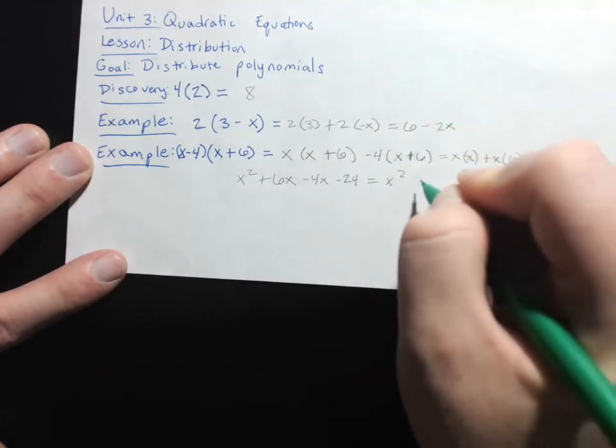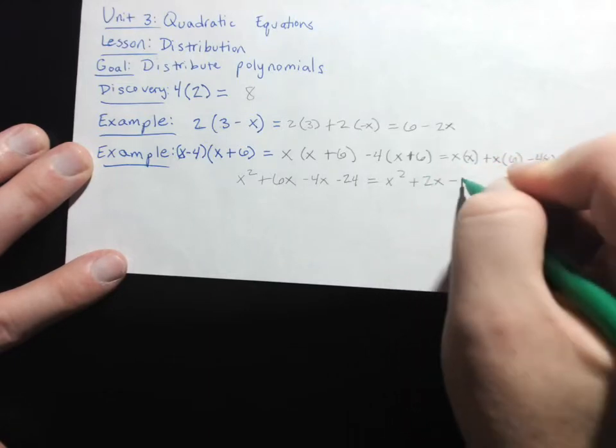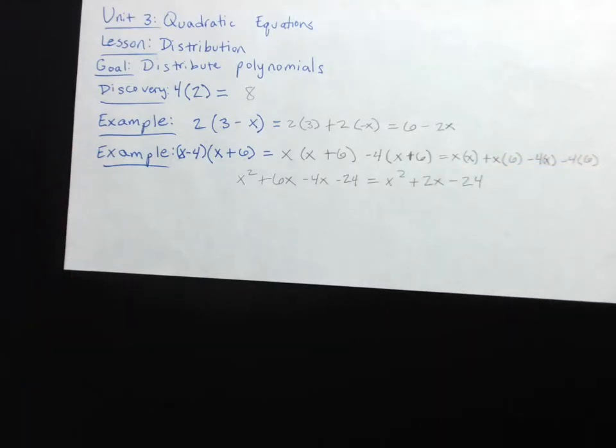Put your like terms together, x squared, plus 2x minus 24. And that's your answer.